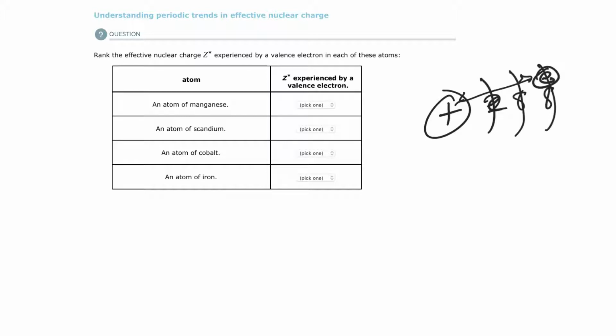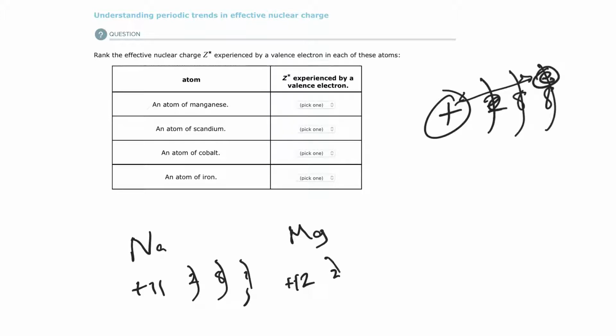Let me give you an example. Let's say I've got sodium. Sodium is positive 11, so it's going to have 11 electrons: 2 electrons plus 8 electrons plus 1 electron. The next one after sodium is magnesium. Magnesium is going to have 12 protons. It's going to have 2 electrons, then 8 electrons, and then 2.